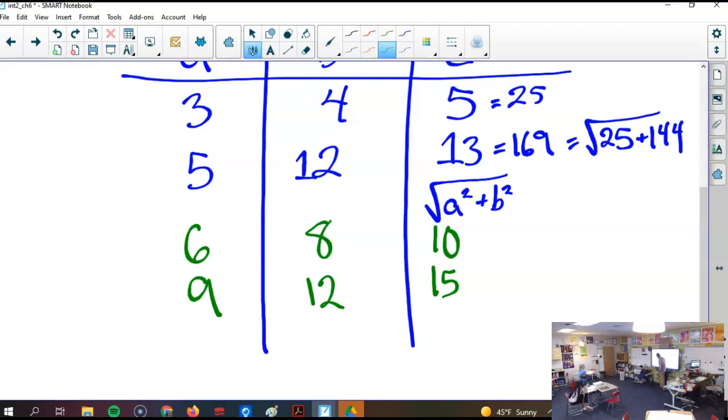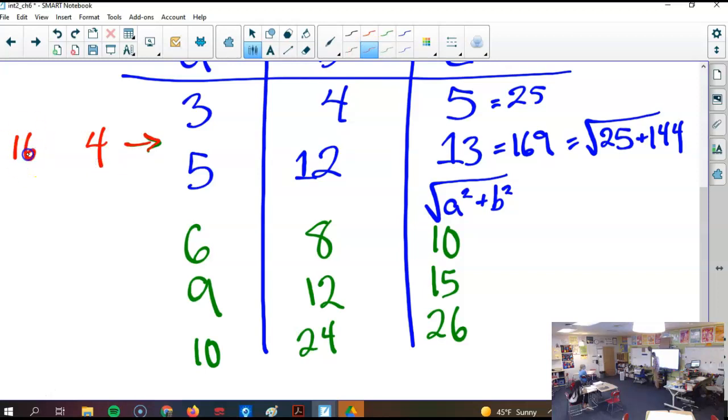Let's continue. So then 10, 24, 26. Wait, go back to the picture. Wait, can we use 4? We jumped over 4. What's 4 squared? 16. Wait, 16 plus 9. Plus 3. No, wait, that's the same thing.